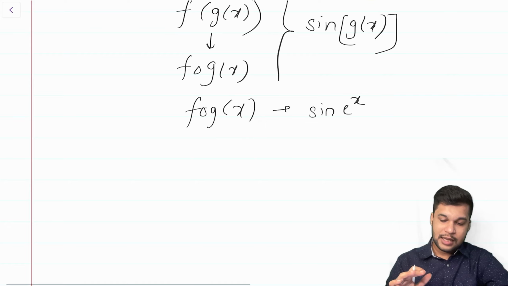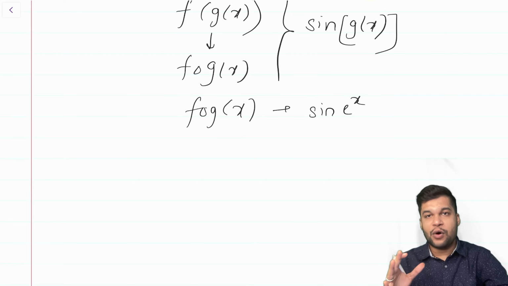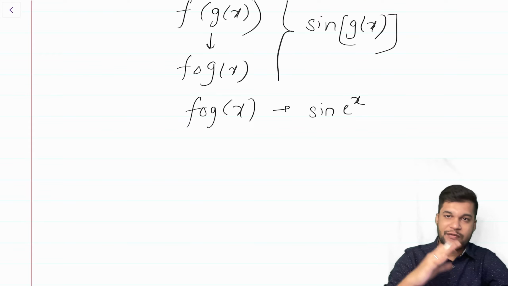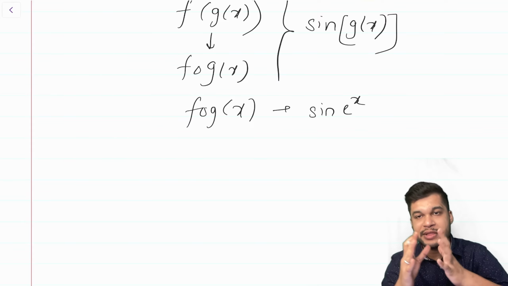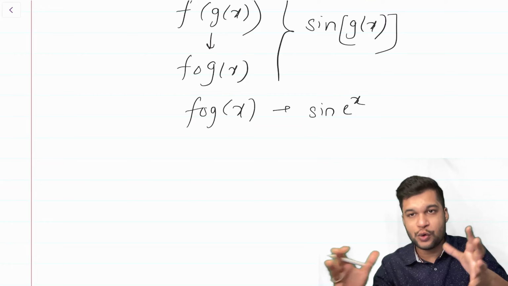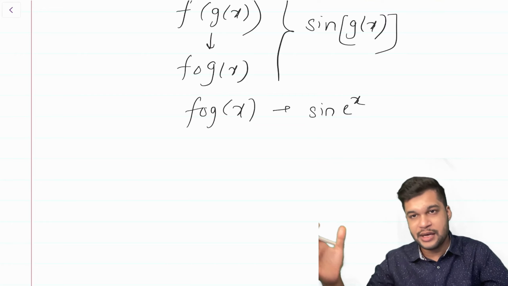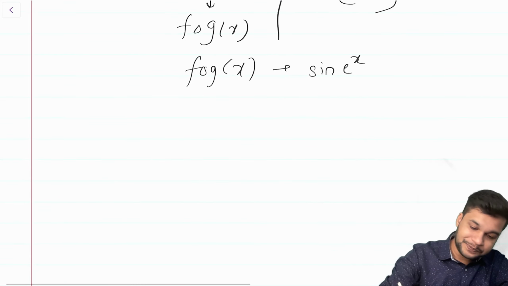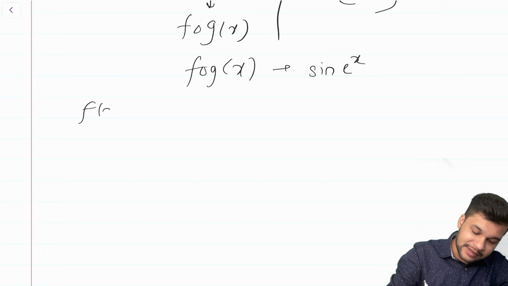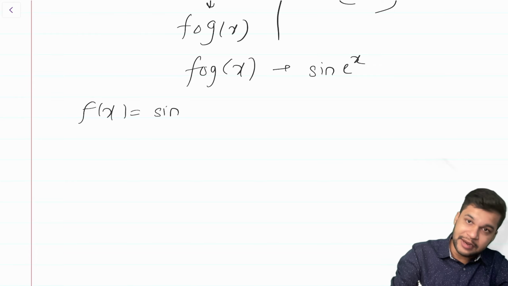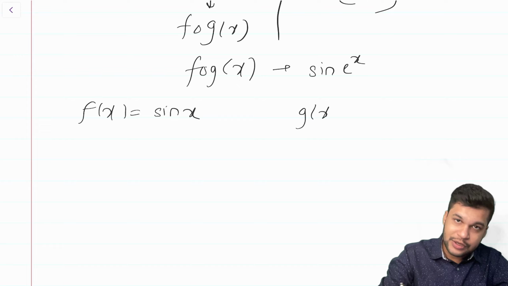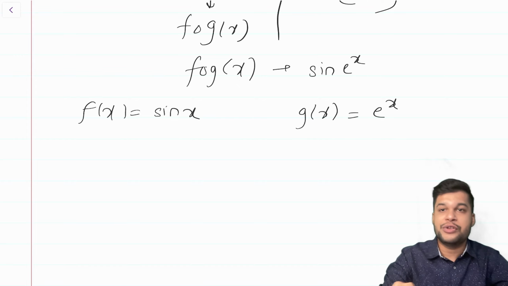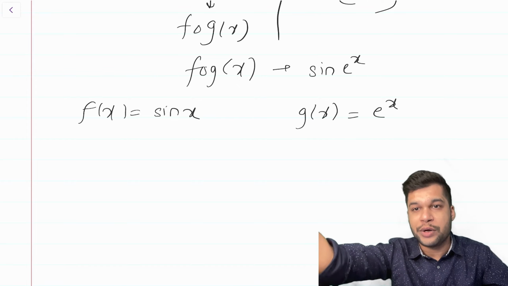Now, it's not necessary that it will always be f of g(x) or g of f(x) or f of f(x). They can elongate that whole thing. They can ask you f of g of f(x). Let's take an example. Again, f(x) is sin x, and g(x) is e power x. So how do you do it, right?